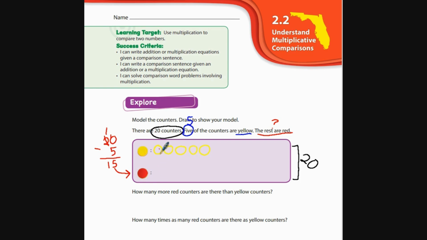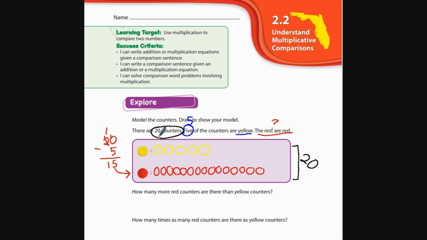I'll show you the first way. You can count up to 20. I have 5 here, so let's count. 6, 7, 8, 9, 10, 11, 12, 13, 14, 15, 16, 17, 18, 19, 20. Watch, there's going to be 15. 1, 2, 3, 4, 5, 6, 7, 8, 9, 10, 11, 12, 13, 14, 15. So I just showed you two different ways.